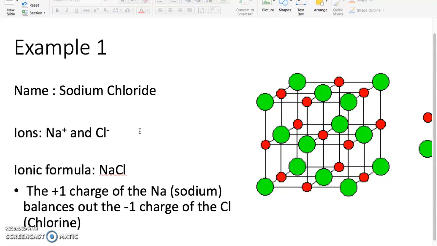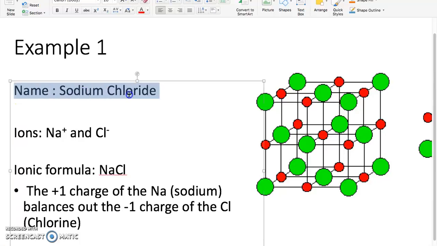So the first example is sodium chloride. The first step would be to write out its name. That's this step right here, sodium chloride. The second step is to identify the ions in there. So we have a sodium ion and a chloride ion. We know that the sodium ion has a +1 charge because sodium is in group 1, and we know that the chloride ion has a -1 charge because chloride is in group 7.